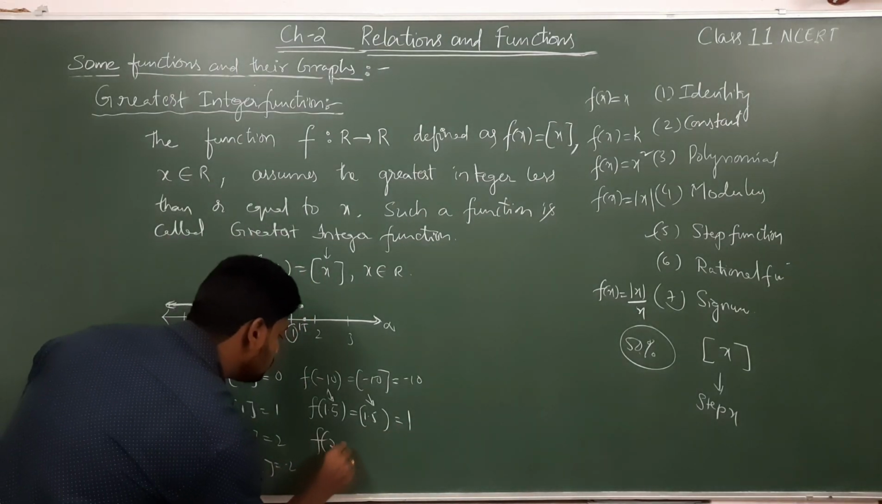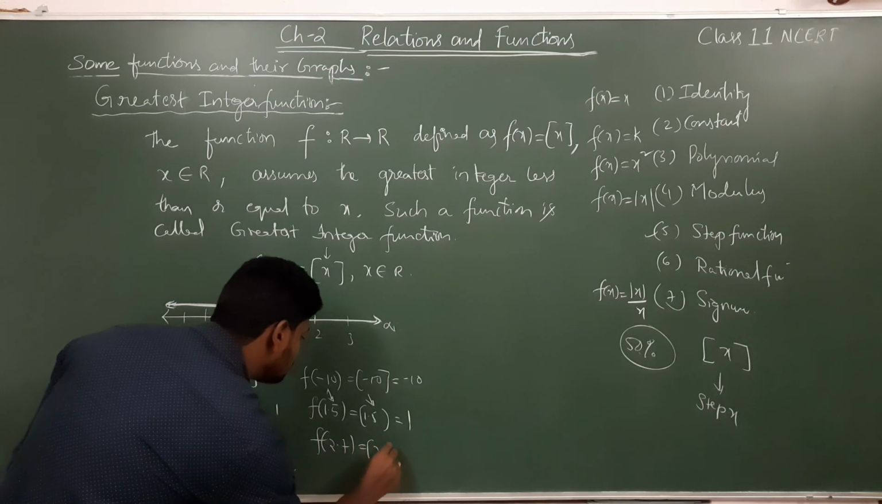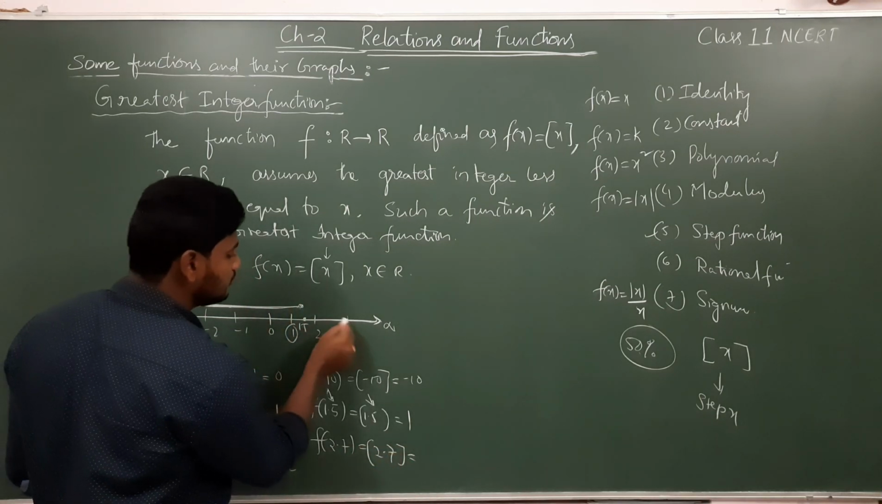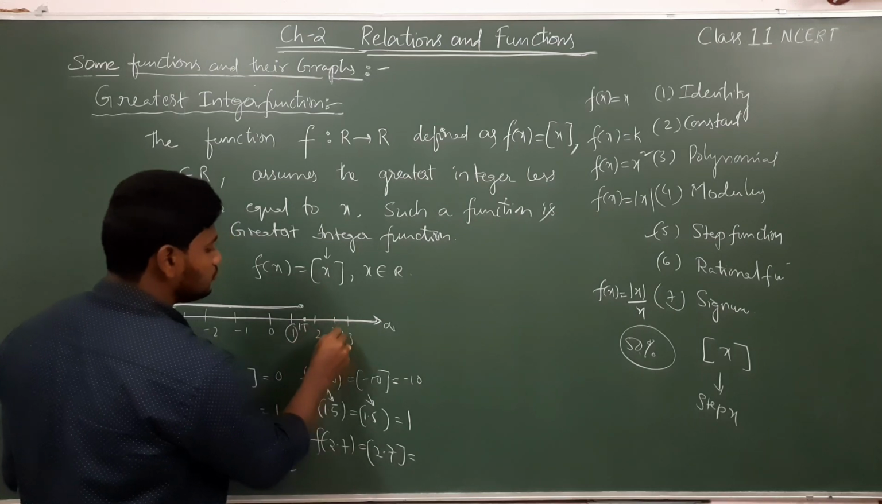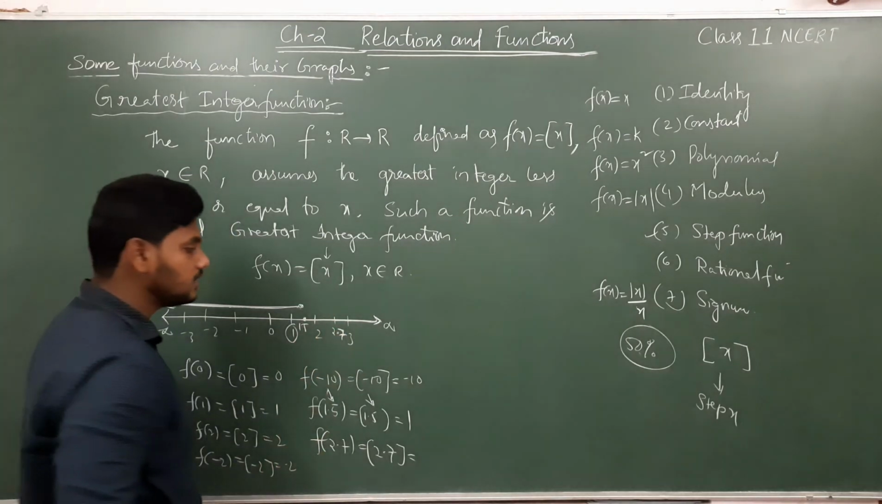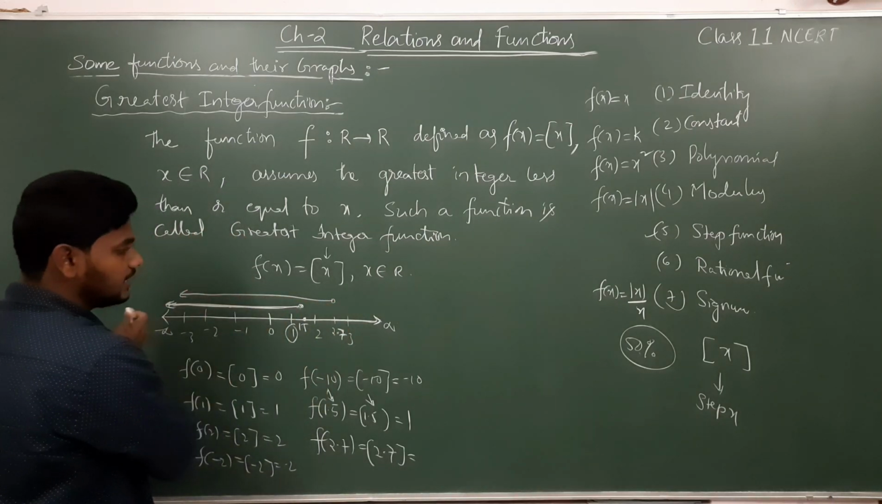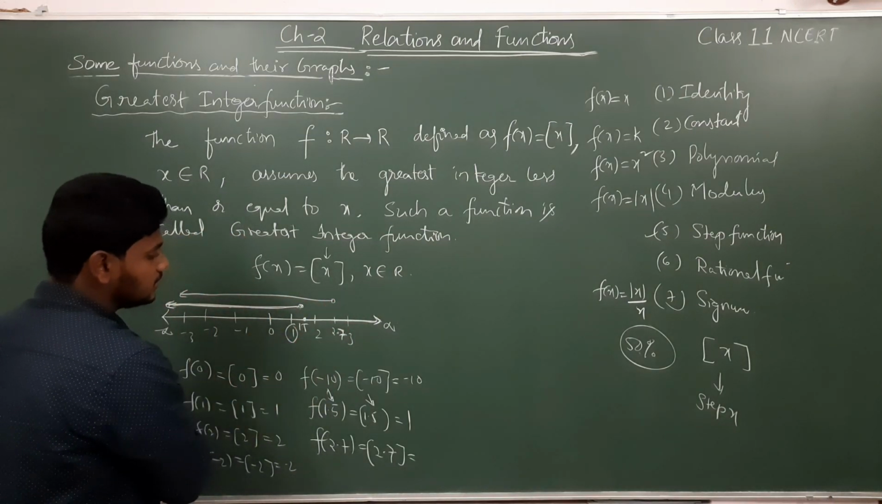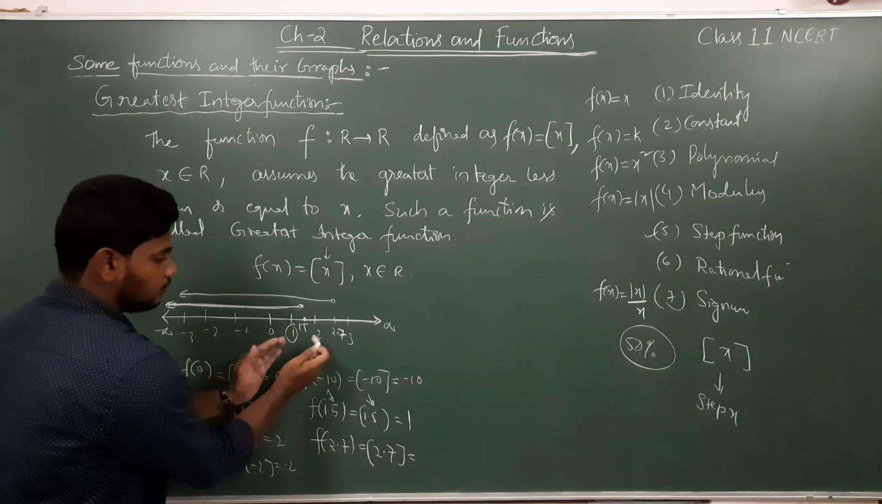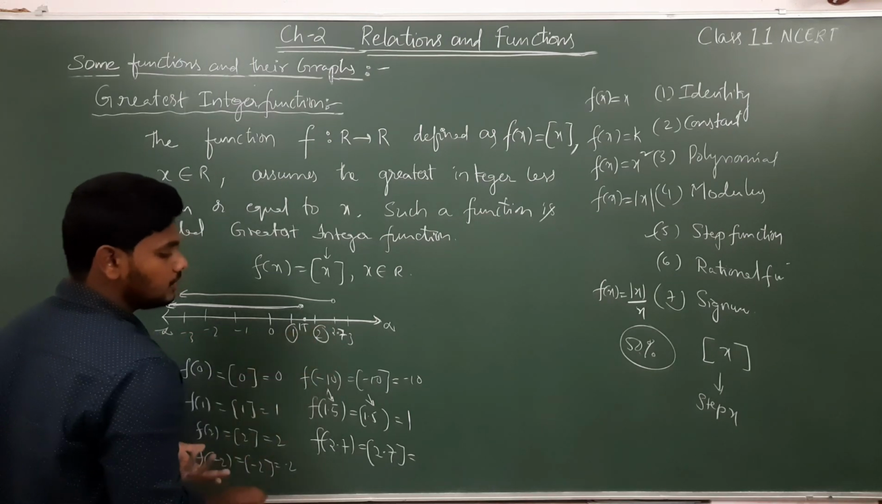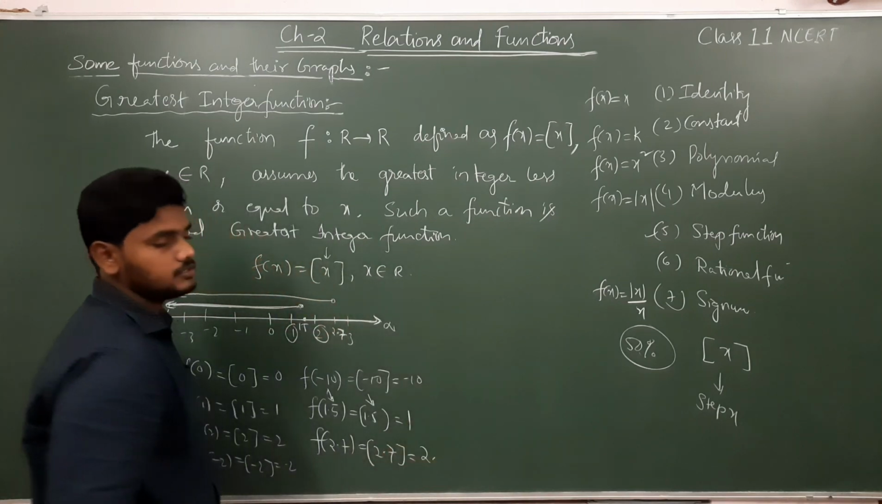Next, f of 2.7, nothing but step 2.7. What is step 2.7? 2.7 lies between 2 and 3. From this 2.7, I will draw a line to the left side. On that left side, which is the greatest integer? 2 only. So step 2.7 is 2.